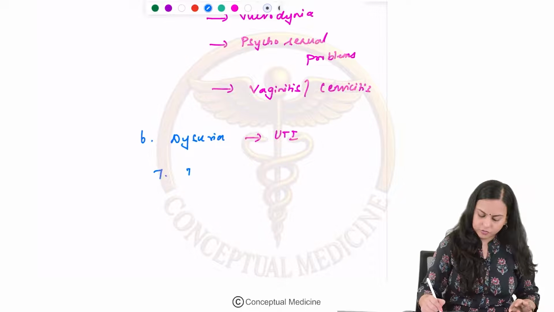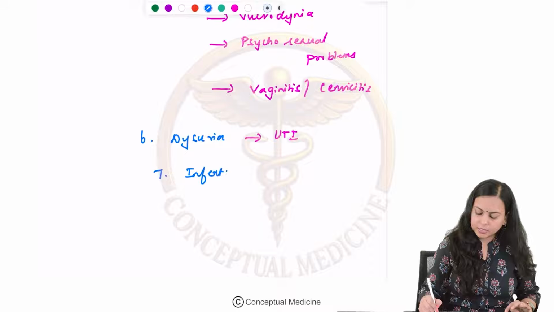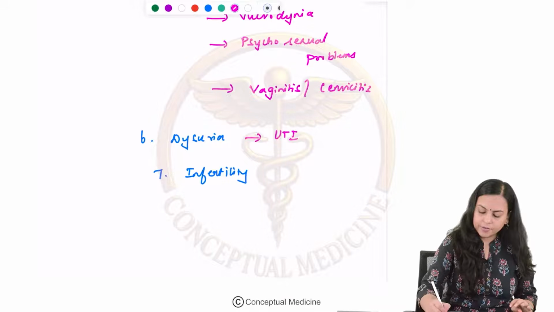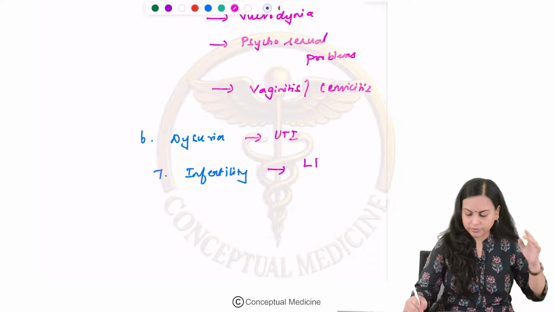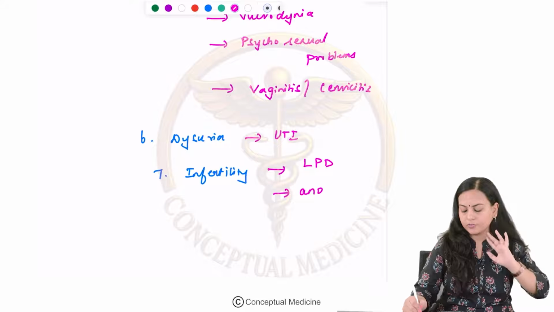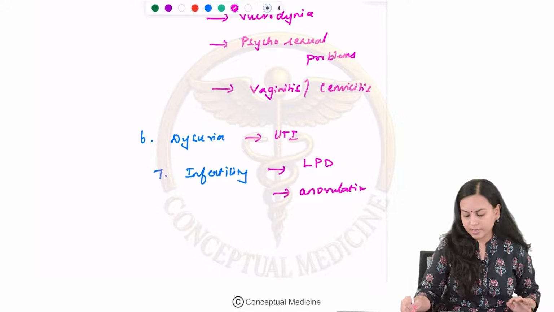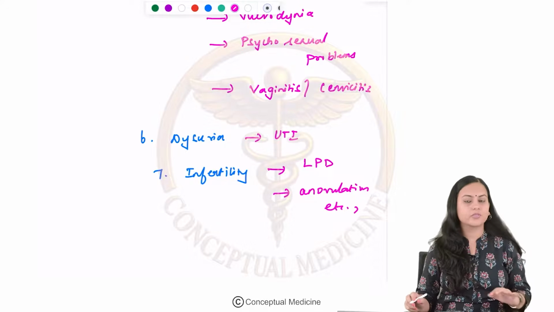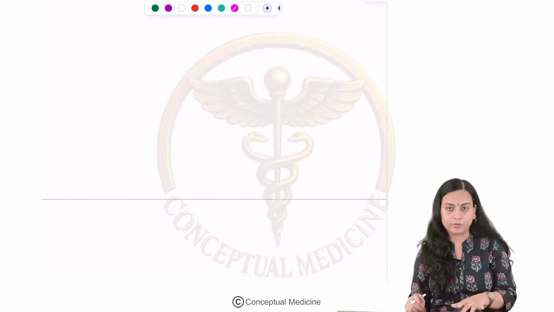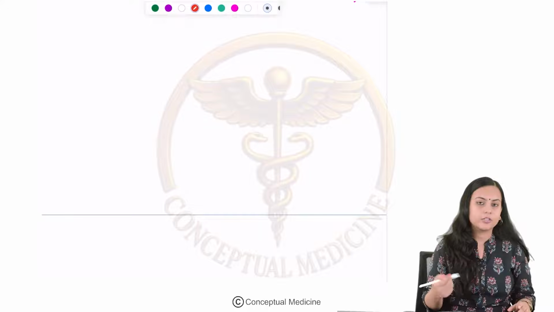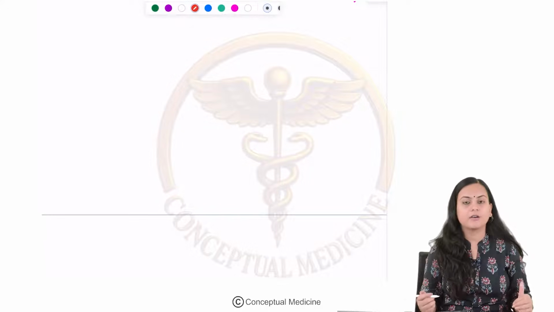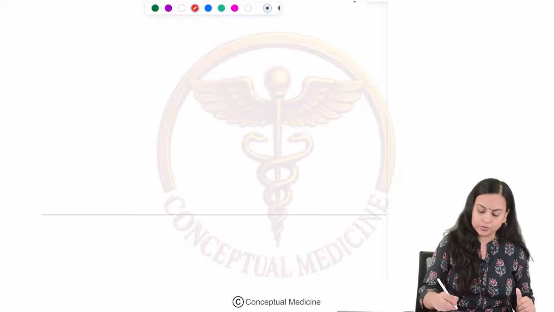The presentation of infertility is also possible, where you have to rule out other causes of infertility like luteal phase defect, the other causes of anovulation, etc. Clear? So this much differential diagnosis for endometriosis is there, right? Now let us see what are the complications that a woman will develop with endometriosis.